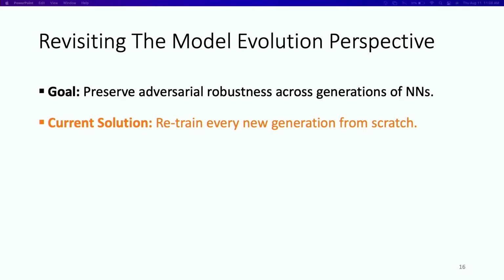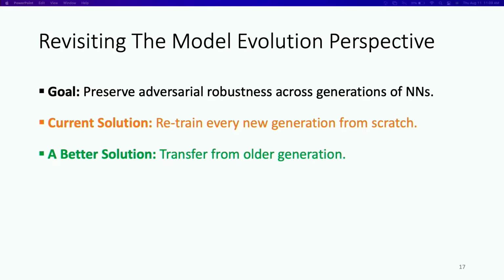So I'm going to come back to the model evolution perspective, where our goal was to preserve adversarial robustness across generations of neural network architectures. If one were to use the existing methods, this would entail retraining every new generation from scratch. And any older robust network will have to be discarded without any further use. We envision that a better solution would involve getting more use out of the older generation network by transferring its robustness to the newer generation architecture, and in the process, speeding up the process of robustly training the newer architecture.